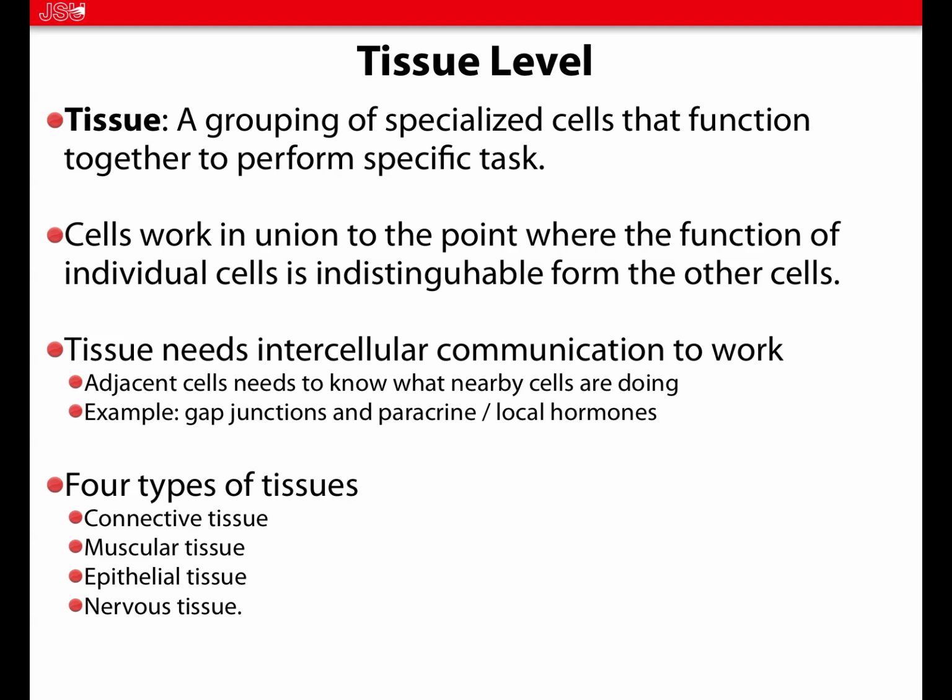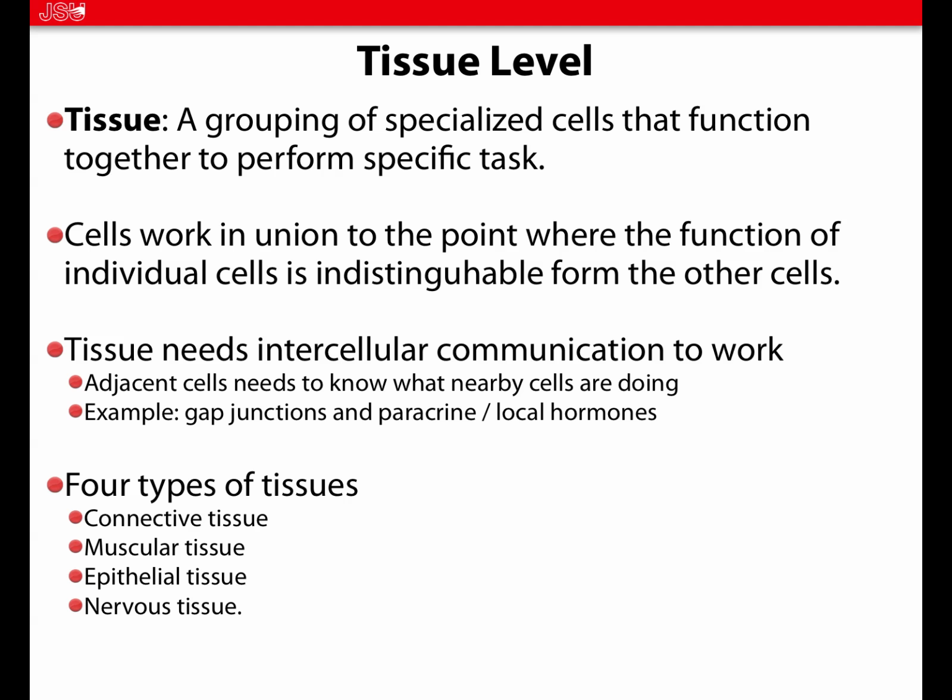Know what a tissue is. It's just several cells together to perform a specific task. Examples are muscle tissue, epithelial tissue, nervous tissue, that's your brain, and connective tissue. For the test, know the 4 types of tissue. You can remember this as CMEN or C-MEN: connective tissue, muscular tissue, epithelial tissue, and nervous tissue. Know the 4 types of tissue.